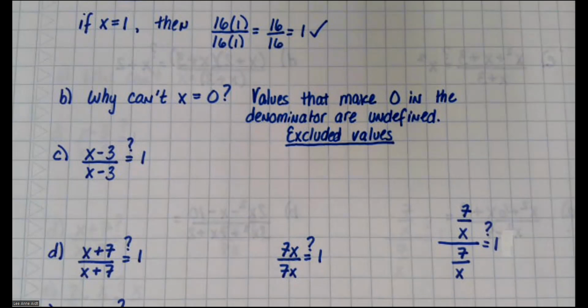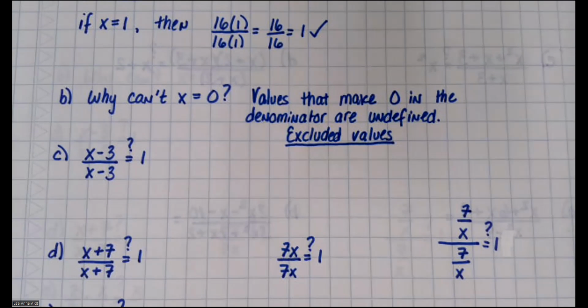Excluded values is the vocab term that you need to remember for all of the problems that we do in chapter 11. So let's just say that you're taking the next quiz. You would have a problem, something like this. Not necessarily like this, but it might not be exactly the same on the top or bottom. And I would say the directions would be simplify and state all excluded values.